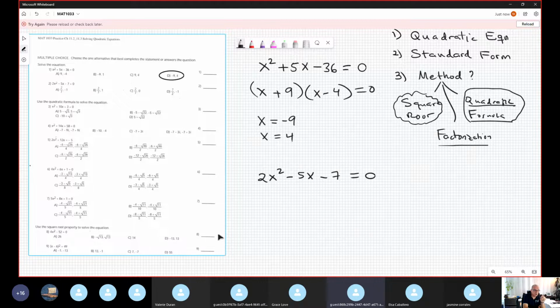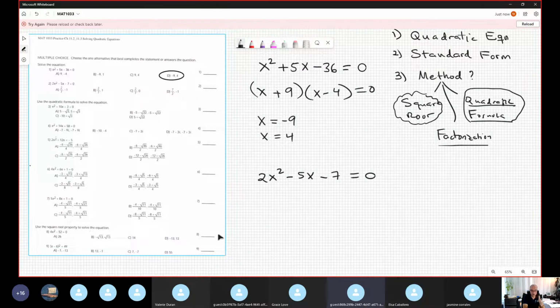Because in question 1 and question 2, it's totally free. You apply the method that you consider better. In questions 3, 4, 5, 6, and 7, no. It's mandatory to solve by the quadratic formula. Do you follow me?